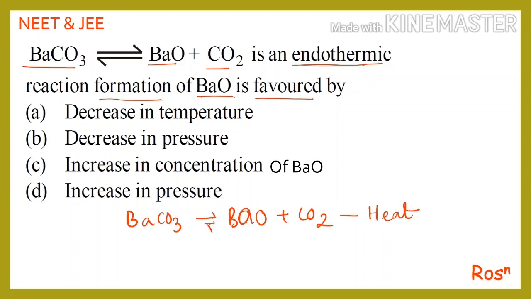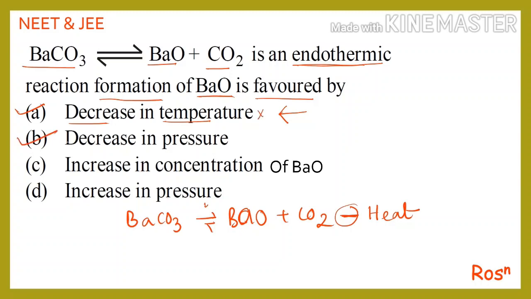Clear? Okay, now see the first question. Here decrease the temperature. Now if you decrease the temperature of this system, the reaction will go to this direction where it increases the temperature. That means the reaction goes to the backward direction, because in the forward direction we see the heat is absorbed here. Clear? So first condition cancel.